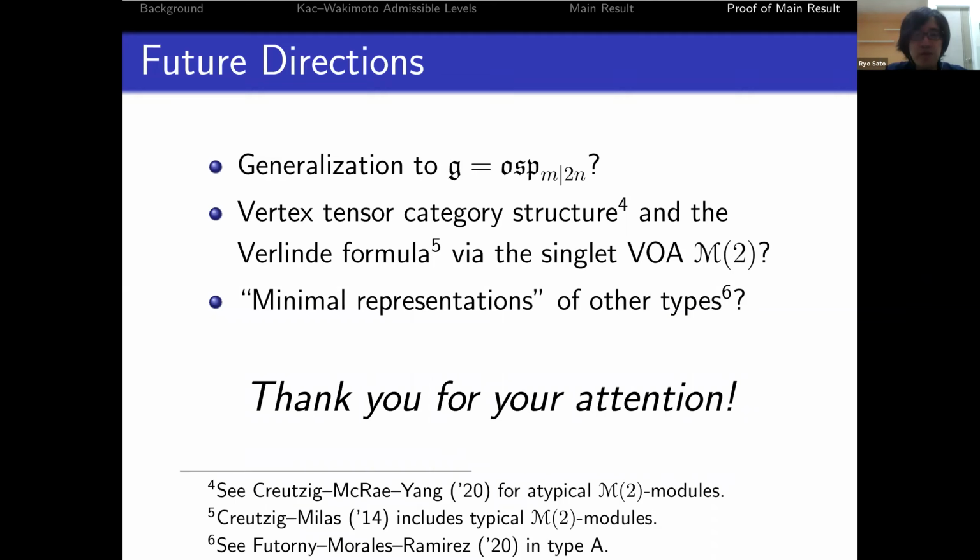So maybe we can generalize this kind of construction to the OSP cases at a very specific level. The second one is, as I mentioned earlier, the vertex tensor category structure for the singlet VOA is very important, and the corresponding Verlinde formula is studied by Creutzig and Mcrae, and it is very important in the generalization. The third part is other types. We can consider the minimal representations, whose associated varieties lie in the closure of the minimal nilpotent orbits. So we'd like to consider the other type cases. They may be very interesting. So we can consider these future directions.